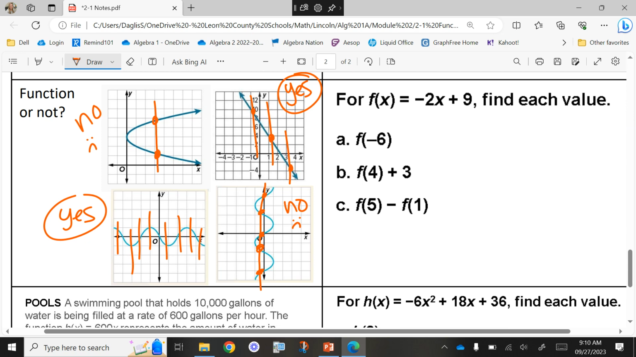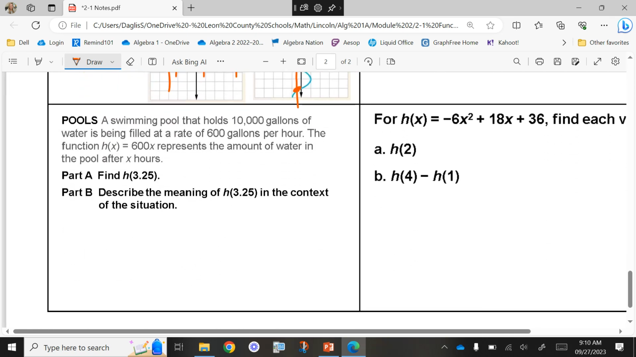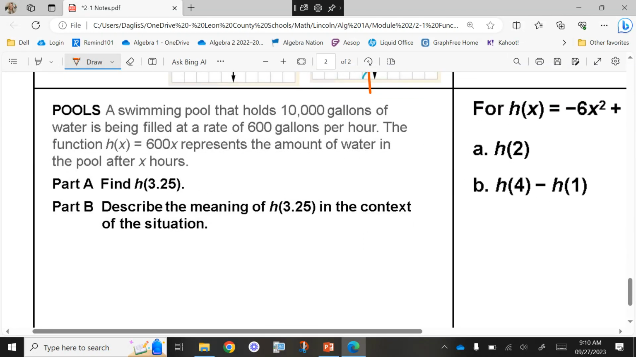Okay, now we're going to work with equations. I'm actually going to go down here to pools. I want to do this one first, and then we'll do the other ones. So we have a swimming pool that holds 10,000 gallons of water. It is being filled at a rate of 600 gallons per hour. The function h of x equals 600x represents the amount of water in the pool after x hours. Part A says find h of 3.25.